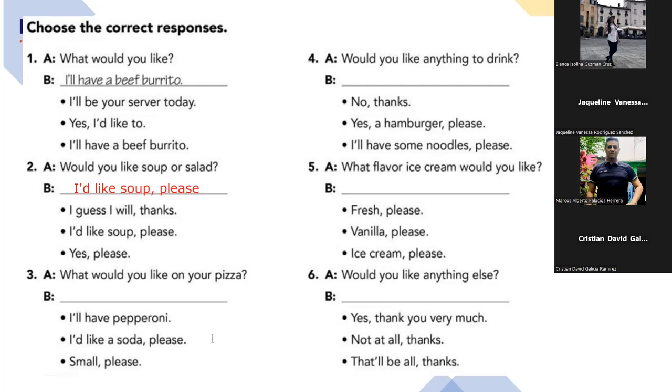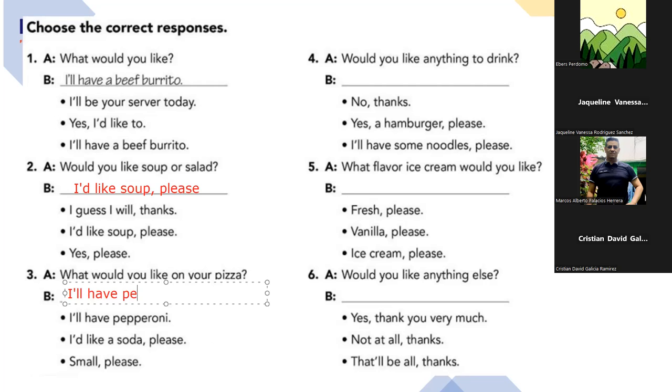What about number three? What would you like on your pizza? I'll have pepperoni. Exactly. Okay, very good. Number four, would you like anything to drink? No, thanks. Oh, I don't have the comma, right? Give me a minute. No, I think, no thanks.